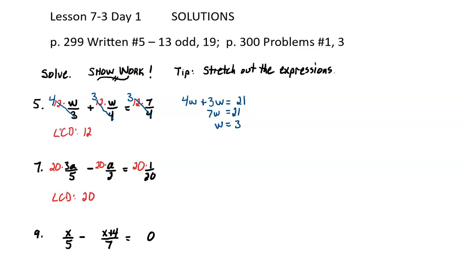Now the canceling. 20 over 5 reduces to a 4, and 4 times 3a is 12a. 20 over 2 reduces to a 10. In front of the 10, there's a minus sign, so this is negative 10a. And 20 over 20 reduces to a 1. This is 1 times 1, which makes 1. We created an equation that doesn't have any fractions. 12a take away 10a combines to 2a, and therefore a is equal to 1/2.